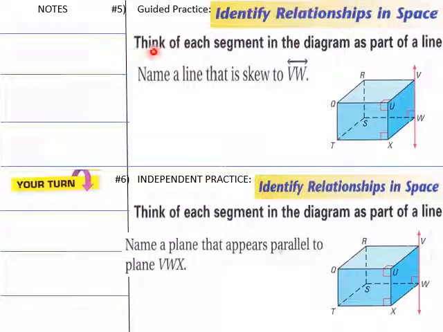Here is our guided practice. Think of each segment in the diagram as part of a line. Name a line that is skew to line VW here. So we have VW. Which line will be skew to that?